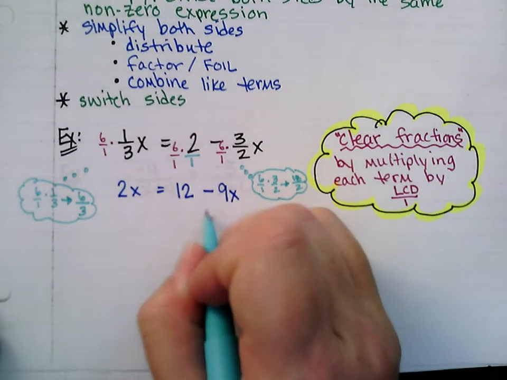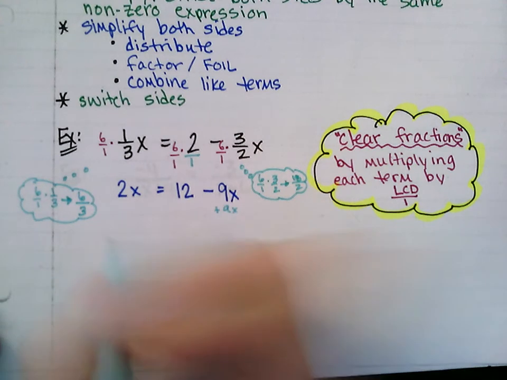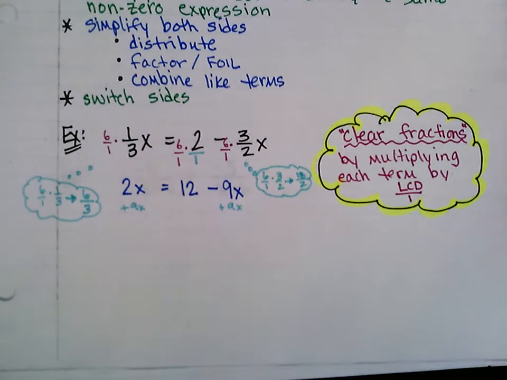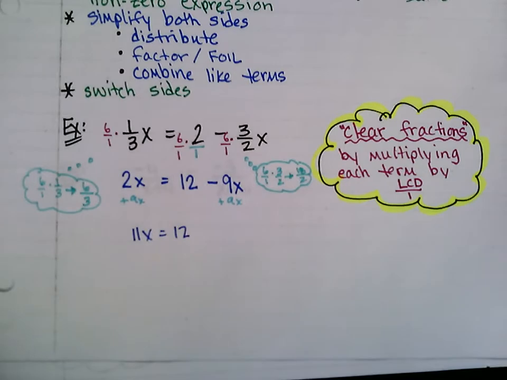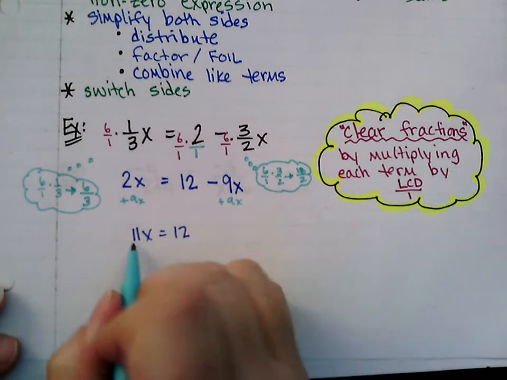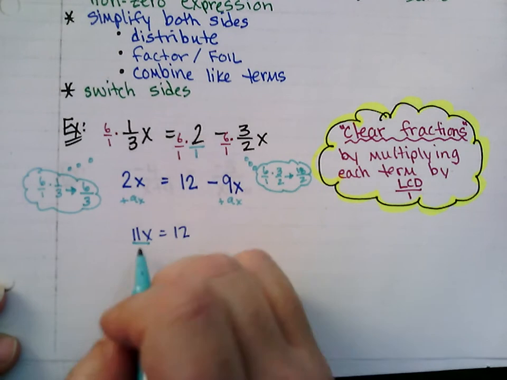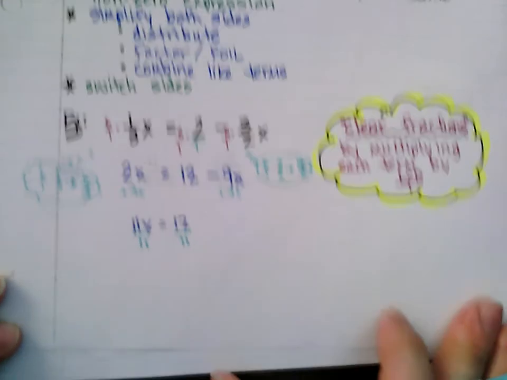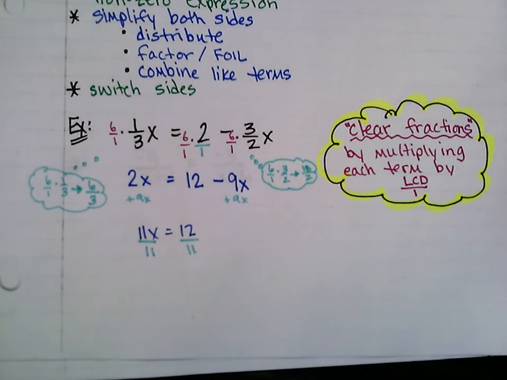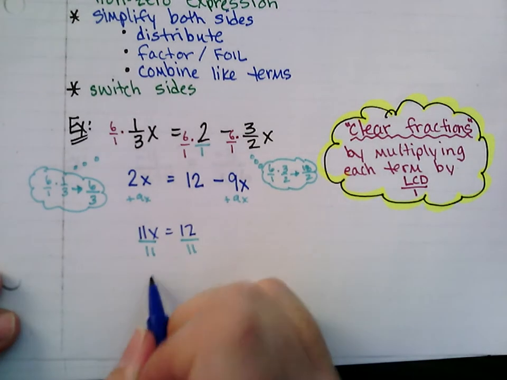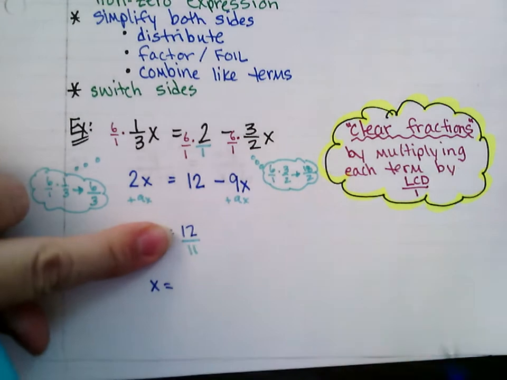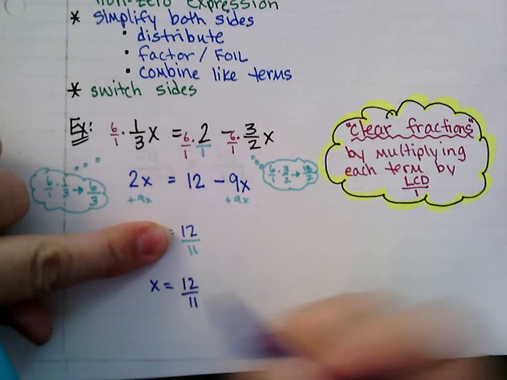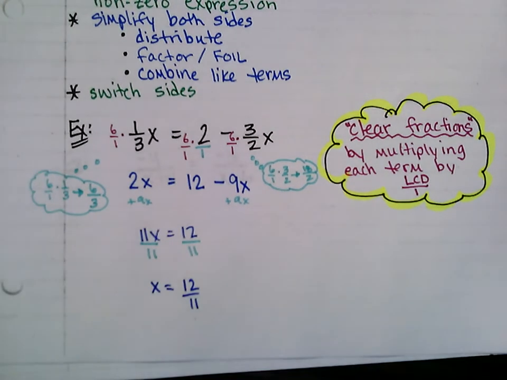So I am going to go ahead and add my 9x to both sides, which is going to now give me 11x equals 12. And then we divide both sides by 11. And it's an automatic fraction. So the left side is going to leave me with x. The right side is my answer. It's 12/11. Fractions are perfectly acceptable answers.